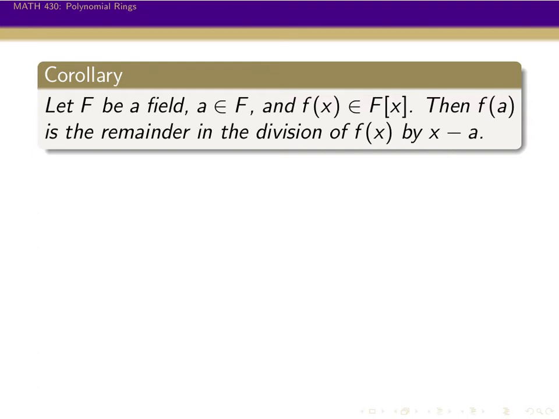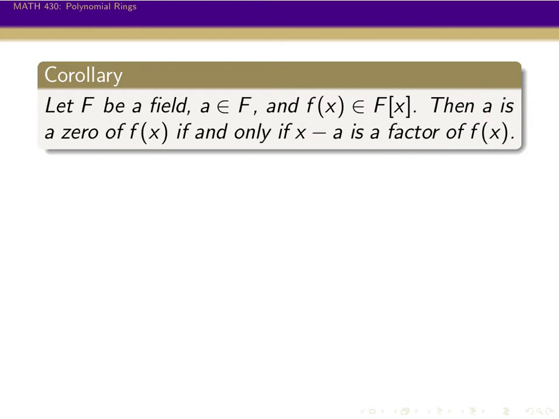this is what you get for the remainder of f(x) divided by x minus a. If we're dividing by x minus a, this is degree 1, and so the remainder in division has to be degree 0, which would be a constant. The question is, what constant is it going to be? This corollary says the constant is what you get from f when you plug in a.